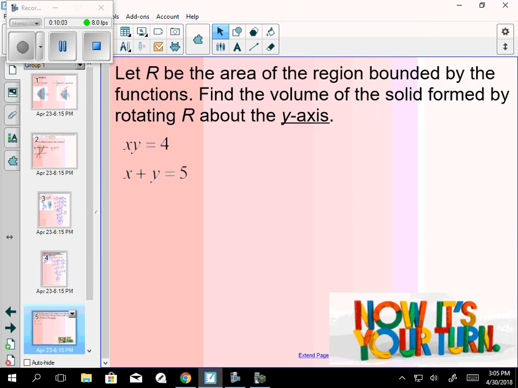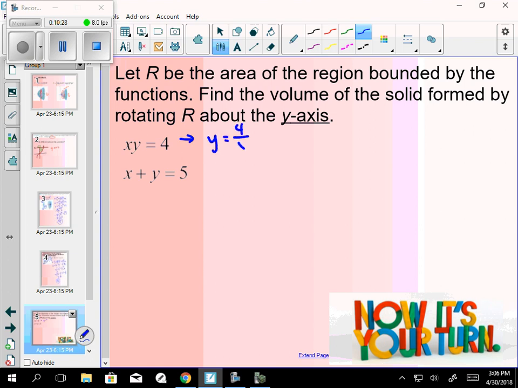All right. Let's have you guys try one here. So we'll read through it and then see if you can write down what you think this one is. So it says, let R be the area of the region bounded by the function shown here. Find the volume of the solid formed by rotating around the y-axis. Now, in order to graph these, you're going to want to get them as y functions here. So this one would equate to, if we divide both sides by x, y equals 4 over x.